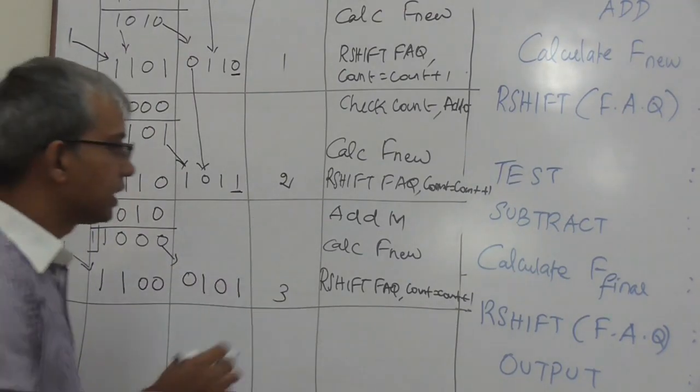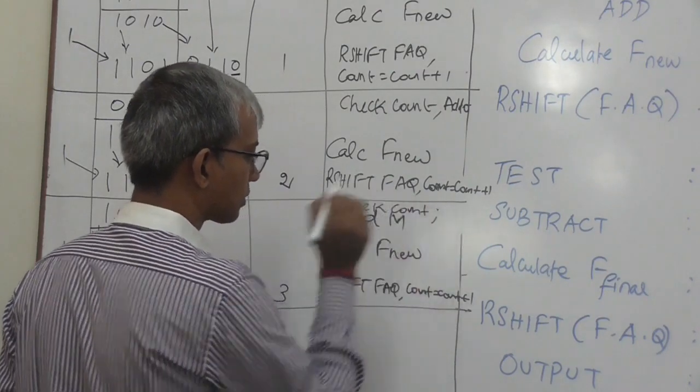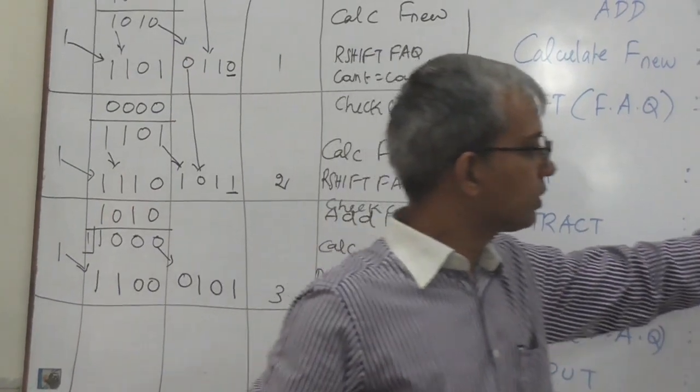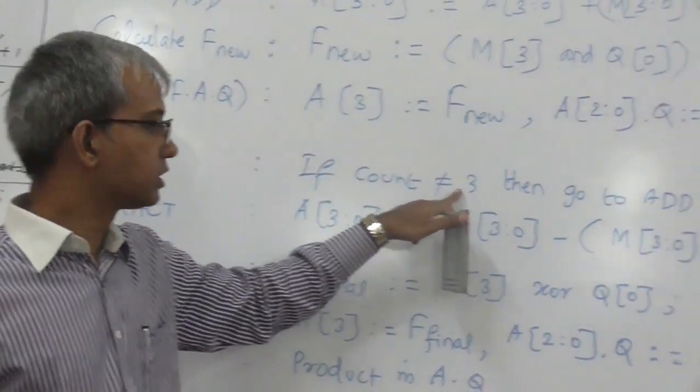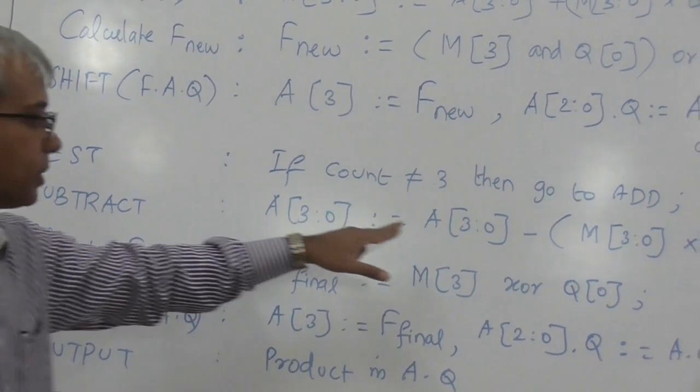So before starting each iteration, you have to check the count value, right? The third iteration is over now. Now you check the count. Count is equal to 3 now, so this condition has failed. So it will come to the next operation, where I am going to perform the subtract operation, right?